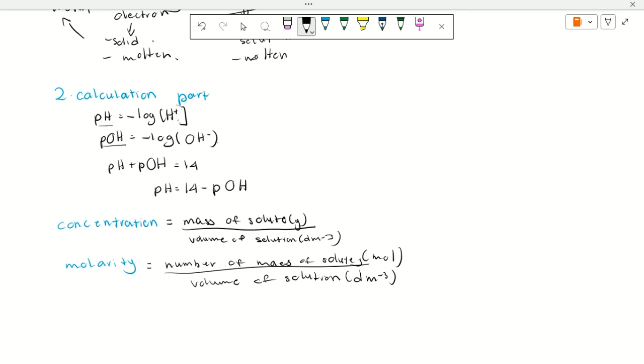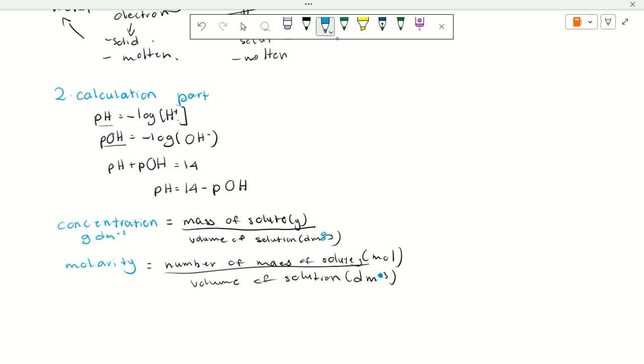So what's the unit for this? If you don't remember the unit for concentration or molarity, you just recall the formula. The formula you of course have to memorise, no shortcut. Have to memorise. So mass is gram and volume is dm cube. So just put gram per dm cube. Sorry, not 3, no negative here.